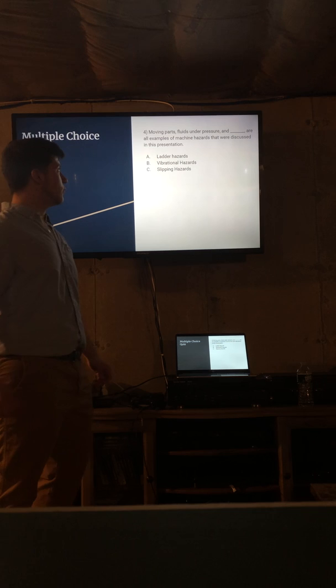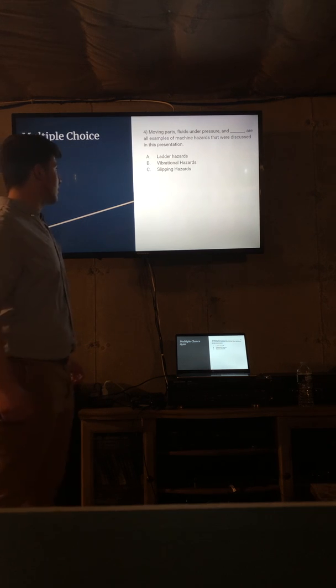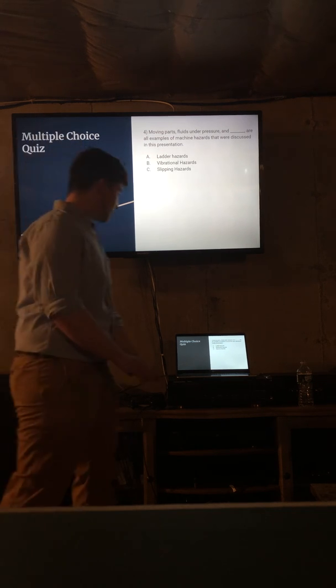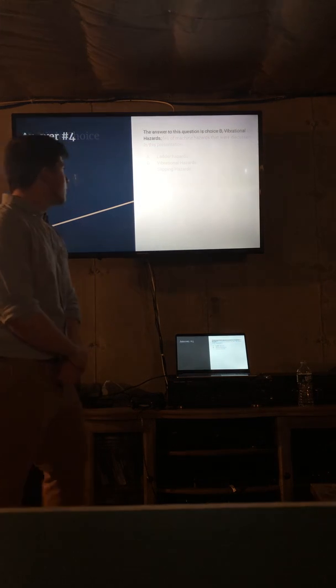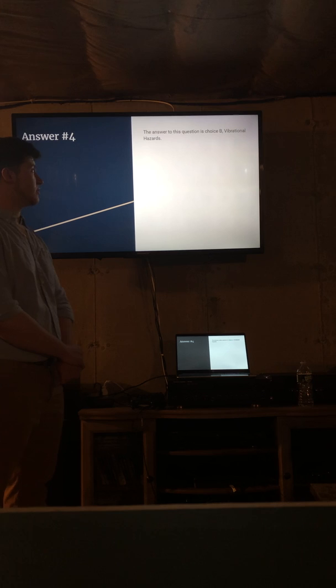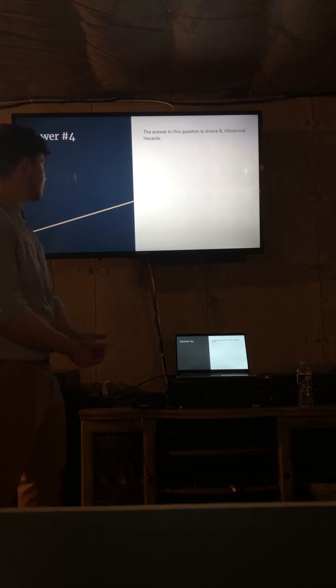Number 4, moving parts, fluids under pressure, and blank are all examples of machine hazards that were discussed in this presentation. The key here is machine hazards. A, ladder hazards, B, vibrational hazards, or C, slipping hazards. The answer to this question is choice B, vibrational hazards. The other two, which were slipping and ladder hazards, were not something that I discussed in this presentation because neither of them are machine hazards.